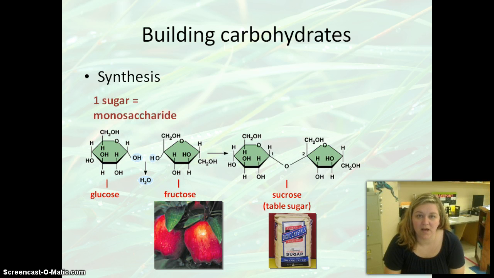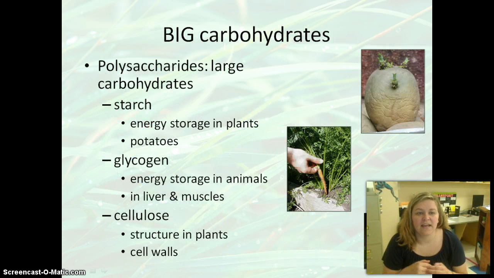One sugar is called a monosaccharide. Mono again means one. Saccharide means sugar, so it's a 1 sugar molecule. So glucose and fructose are both monosaccharides. When we put them together and we get 2 saccharides, we get a disaccharide. Now, then we also have big carbohydrates. These are called polysaccharides. Remember, poly means many.